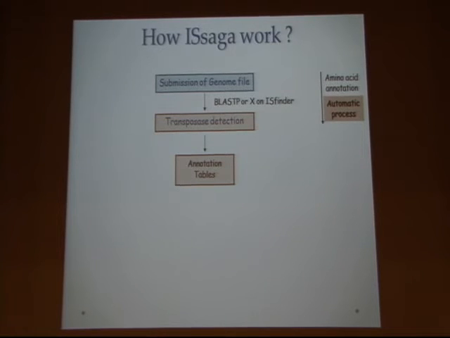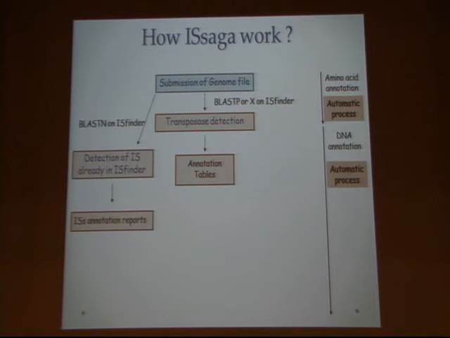You submit your genome file. There is a transposase detection, which generates annotation tables. Okay. Now, after this part, after the protein part, the detection of the transposase, we have a second part of the pipeline, the manual process. And in this manual process, the next step is to look in the ISFinder database at what we already have annotated. The question is, is there any insertion sequence already in the database which I can use to annotate my new genome? And this part will do that.